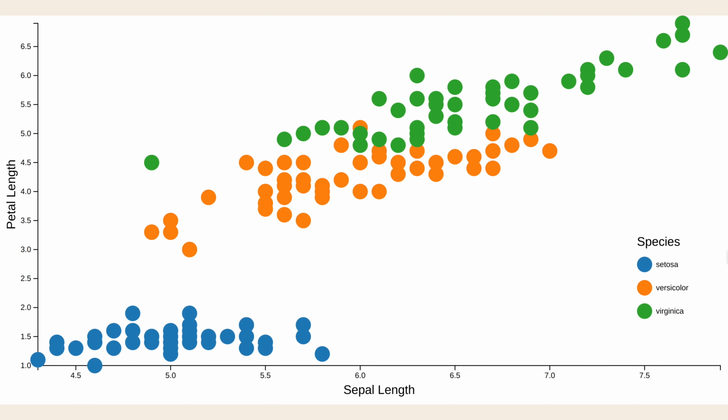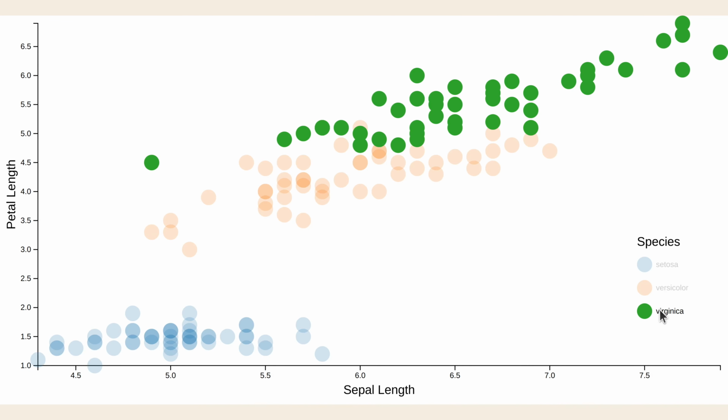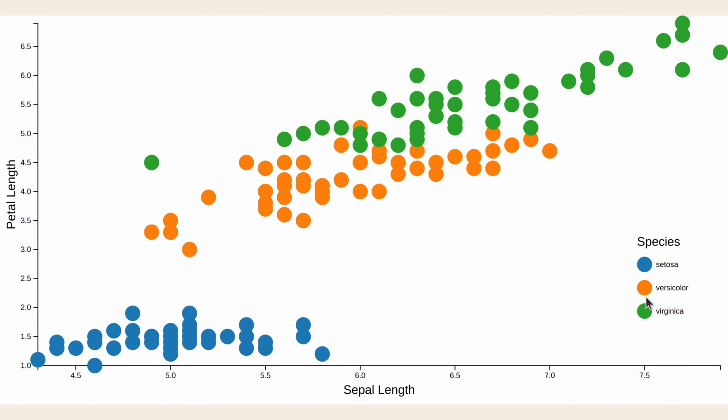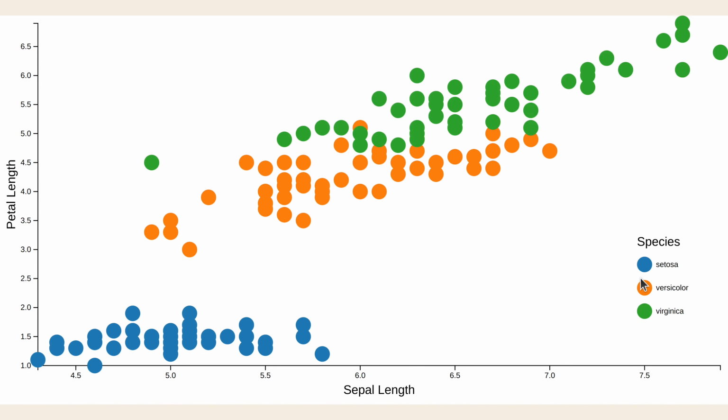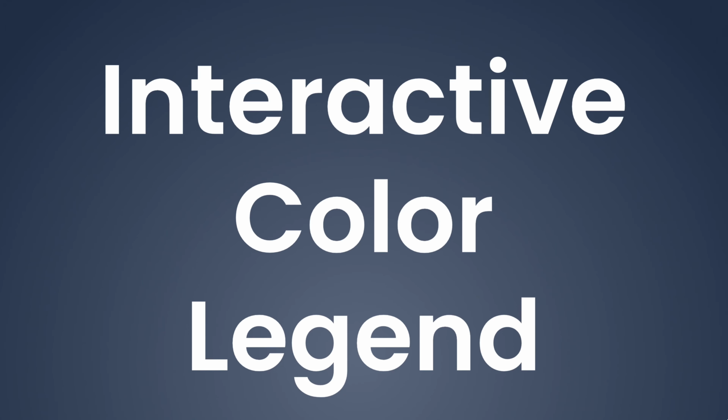Whenever you have a color legend, you have an opportunity to build in a powerful interaction where if you hover or click on one of these colors or one of these items, that could filter the data to isolate just that thing. I like to call this interaction technique interactive color legend.